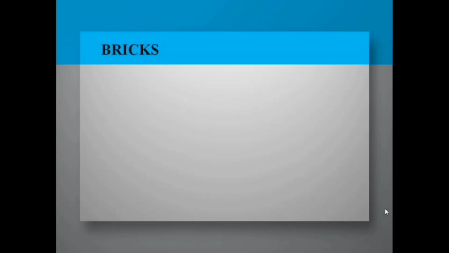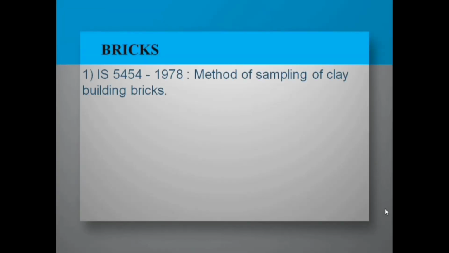Next construction material, brick. IS 5454 1978, Method of sampling of clay building bricks. First of all, we know about clay building brick. This is the most extensively used building material in construction work. Its quality is of fundamental importance in ensuring the soundness of buildings and structures. So, it is important to have sampling procedures which help in proper and objective evaluation of the quality of the bricks.